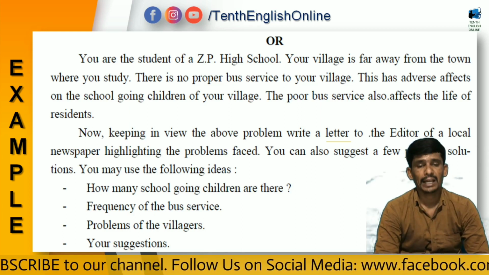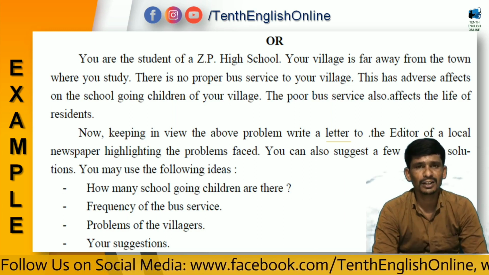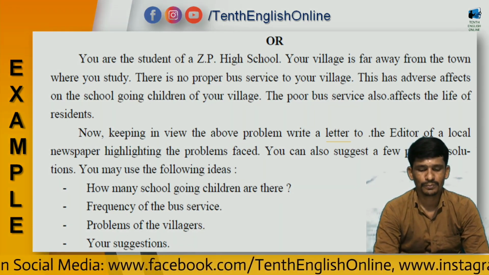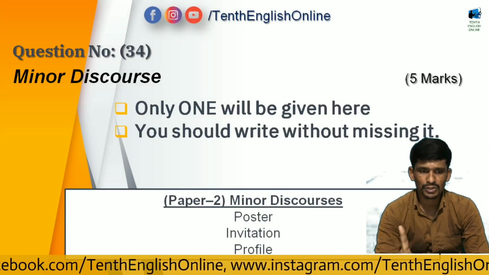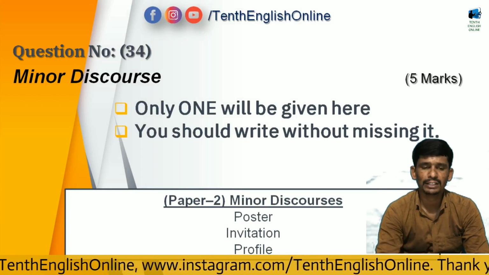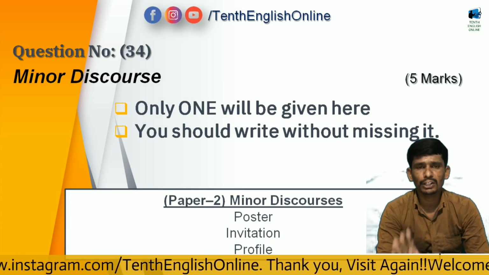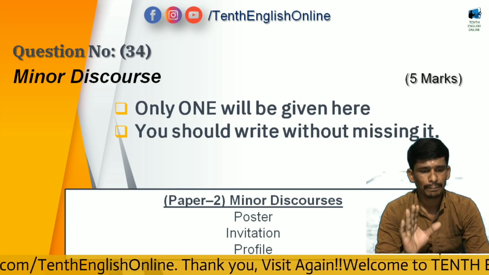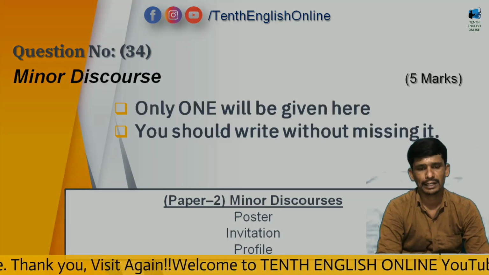Okay, and let's move to the last bit in the last section. What is that? Minor discourse. So only one question will be given here, my students, and there is no choice. You have to attempt that one question, and that question carries 5 marks. The minor discourses in this Paper 2 are: poster writing, invitation writing, and profile writing.